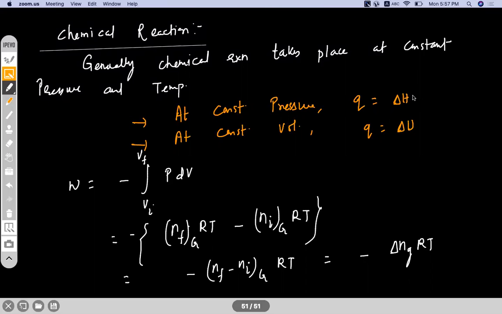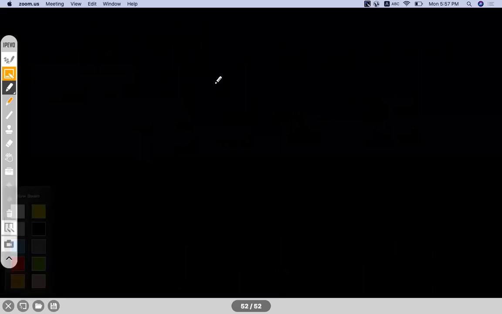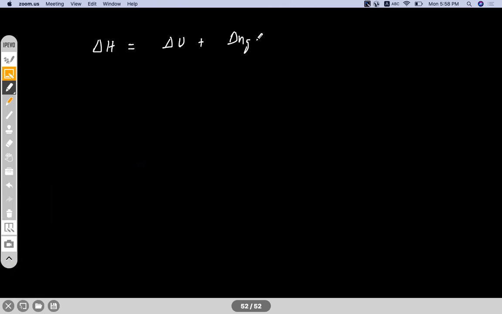So it's not like I got it, I have done it already. I've just written it over here. Q is equals to delta H. Similarly, this also we have done, delta U. Okay. So PdV is equals to delta NG RT. So the expression of delta H would be for chemical reactions, gases or species, delta H is equals to delta U plus delta NG RT.